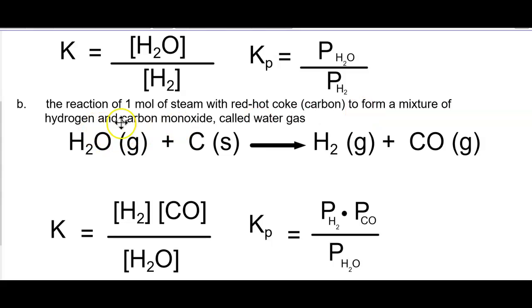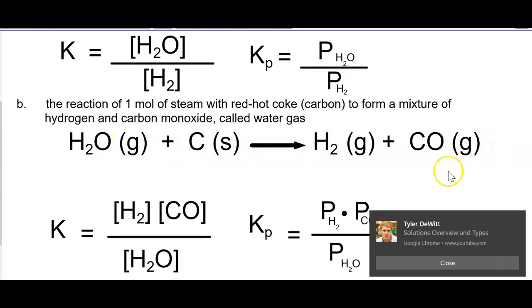Okay, moving on to part B, 8b, a reaction of 1 mole of steam with red hot carbon to form a mixture of hydrogen and carbon monoxide, called, and so and means plus, called water gas. So these two together in a vessel are called water gas. Now we need to make sure it's balanced. So we write it balanced: 1 carbon, 2 hydrogens, and oxygen.